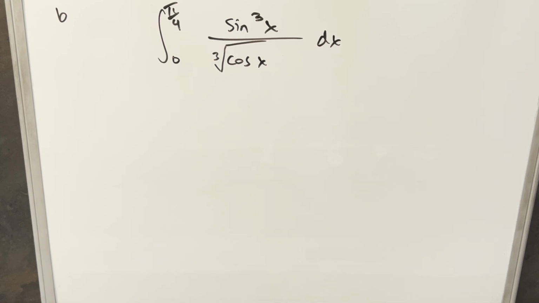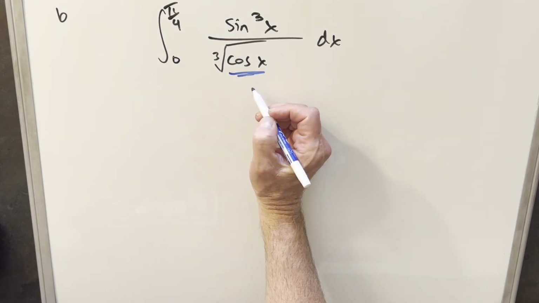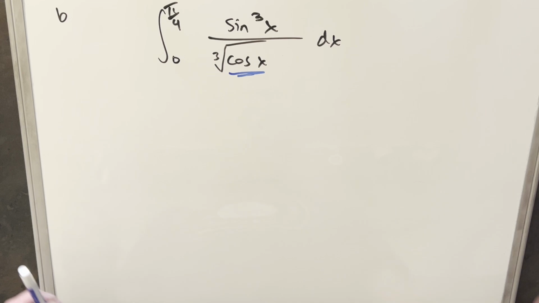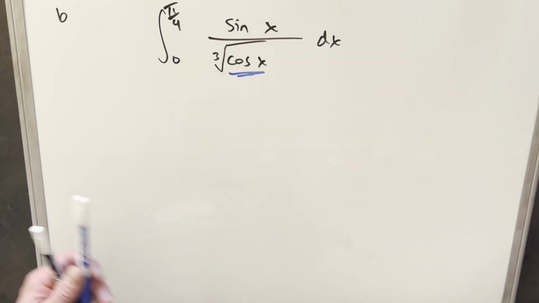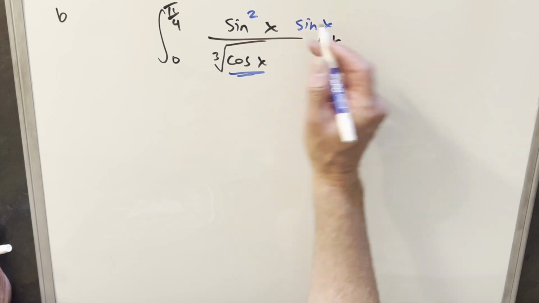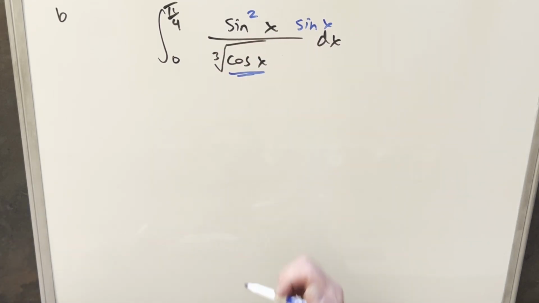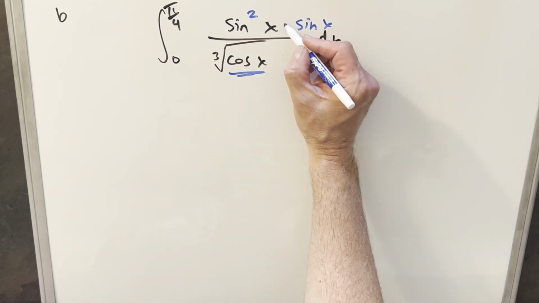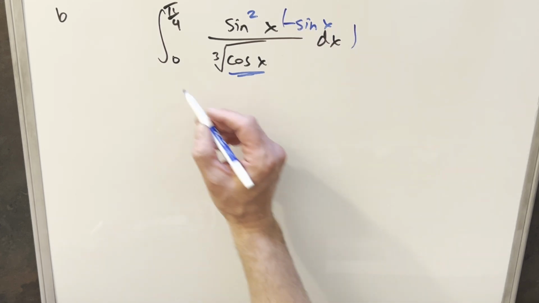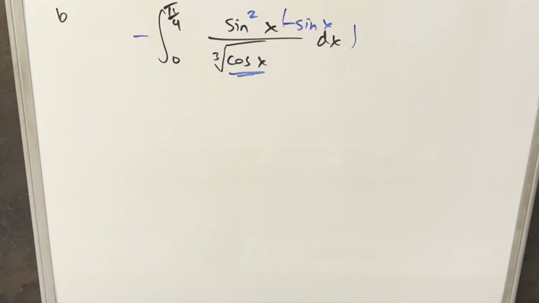Interesting. I think I definitely want a u substitution here because we've got cosine here. If I break up sine cubed in the numerator, we make this sine squared, and we write this sine x, we still have sine cubed there. Derivative of cosine is going to be minus sine x. So I'll create that to set that up there, and I'll bring a minus sign out front.